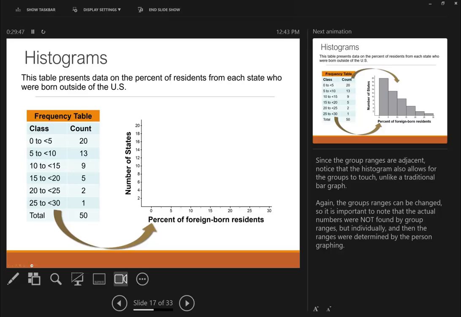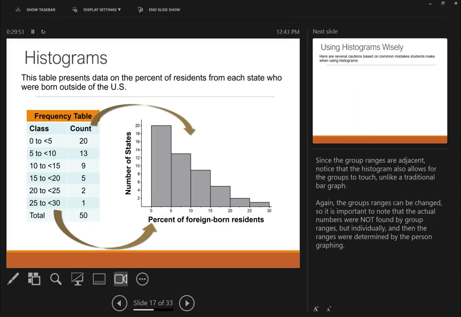Everybody's good with how I set the x and y-axis here? And now I'll just build my bars. Notice that my bars are touching, right? The first bar starts at 0, ends at 5. The next bar starts at 5 and ends at 10. So those first 2 bars touch. Everybody's good? If I don't see them touching, I'm going to mark it down.